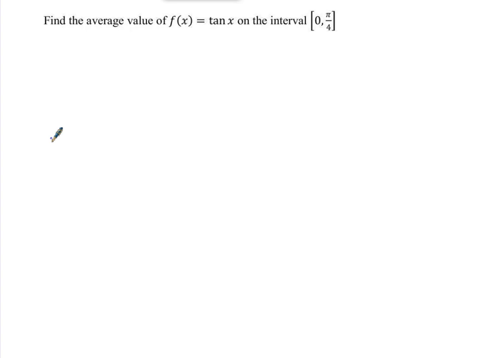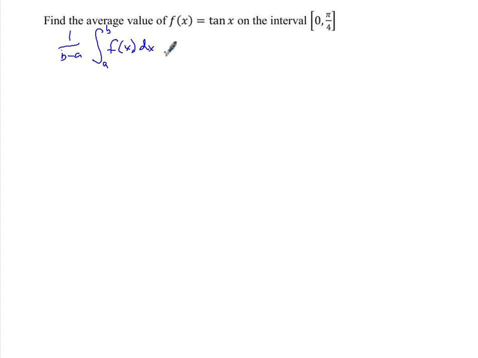So use the average value formula: 1 over b minus a, times the integral from a to b of the function dx. That's a good place to start, especially if you're taking an AP exam. It takes 10 seconds to write it down, and you let people know that you know what you're doing.